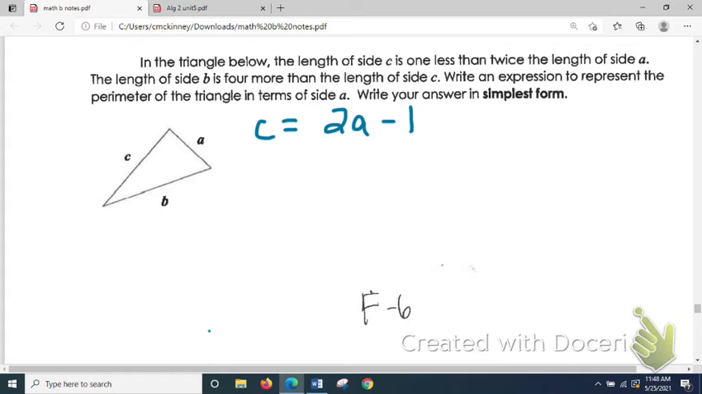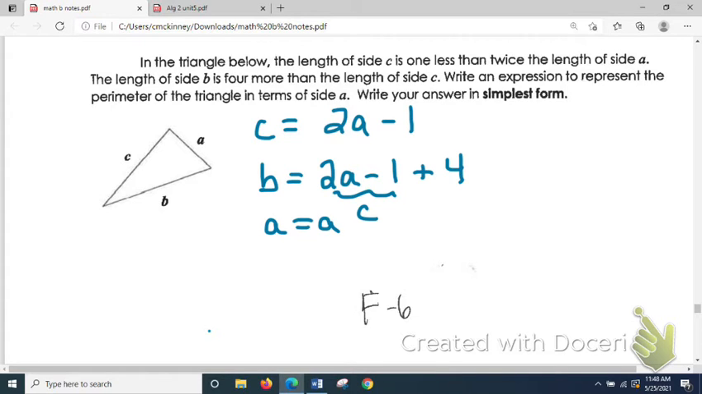B is equal to 4 more than C. Well, we just said that C is 2A minus 1, right? This whole thing is C. And B is 4 more than that. And then, of course, A is A.